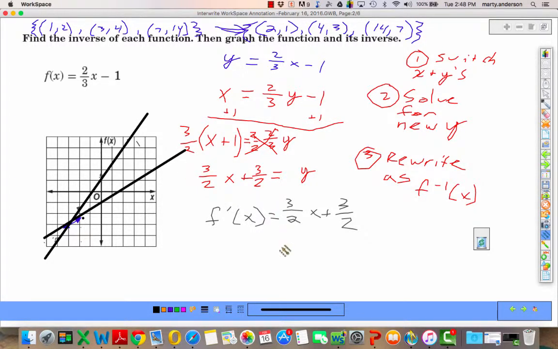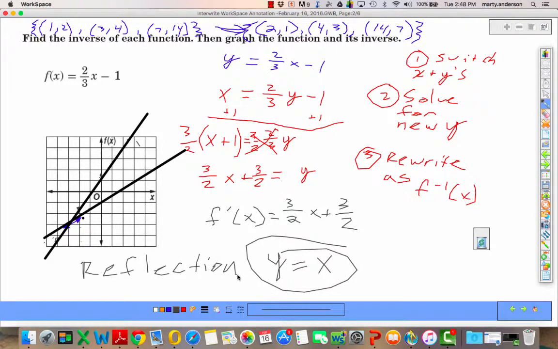When you graph a function and its inverse, they will be a reflection over the line y equals x. Because what do you know about y equals x? The line y equals x is going to be this guy right here, and that's when the x coordinates are equal to the y coordinates.